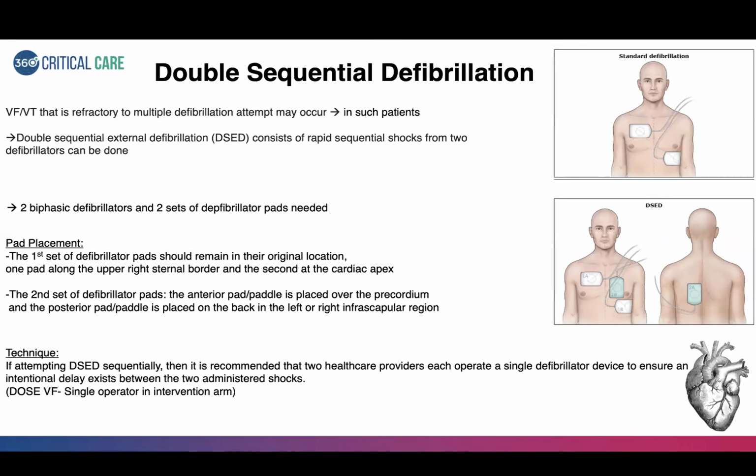In attempting double sequential defibrillation, it is recommended that two healthcare providers each operate a single defibrillator device to ensure an intentional delay between the two administered shocks. But in the DOSE VF trial, which I'll discuss in the subsequent slide, a single operator was used for both the defibrillators. But in general, for better coordination, it's always better to have two healthcare providers providing defibrillation.